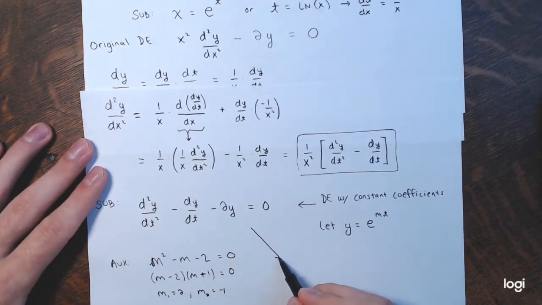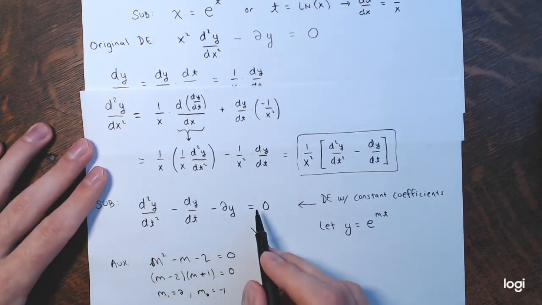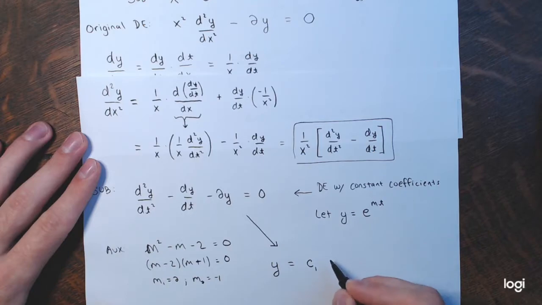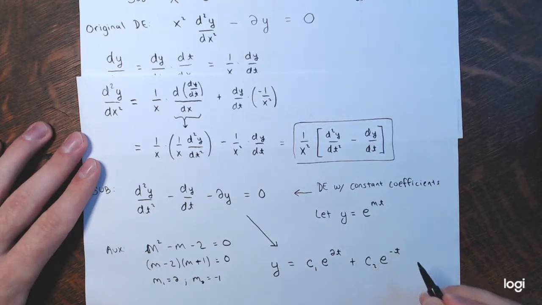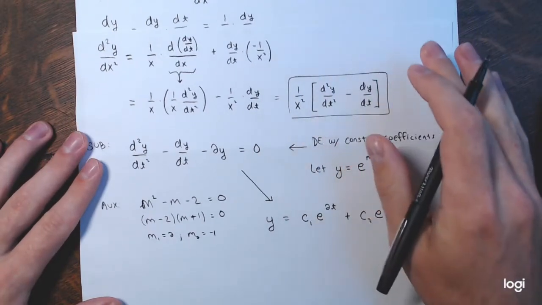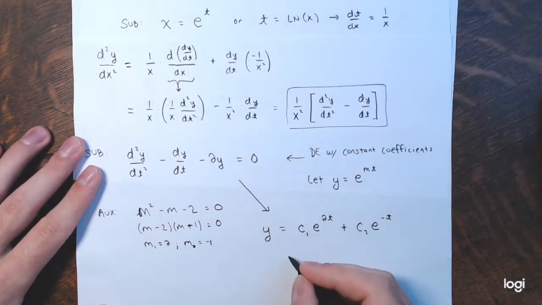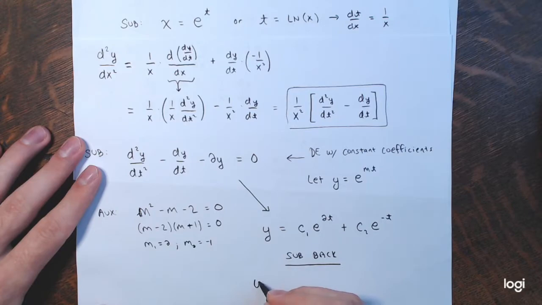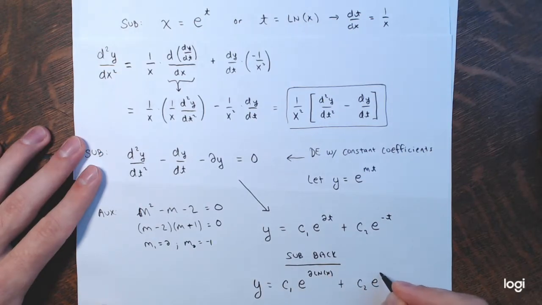So the general solution of this equation, where t is the independent variable, is y equals some constant c1 times e to the 2t plus c2 times e to the negative t. And then don't forget that t was the natural log of x. So now I sub back, and we get the solutions of our original equation. y equals c1 times e to the 2 times the natural log of x plus c2 times e to the negative natural log of x, replacing t with the natural log of x.